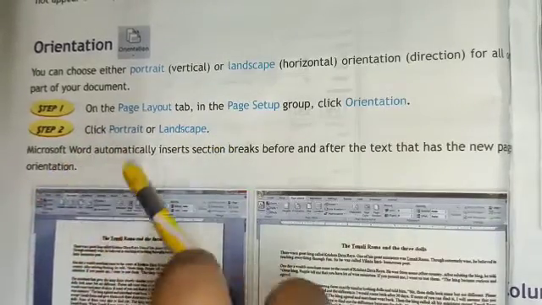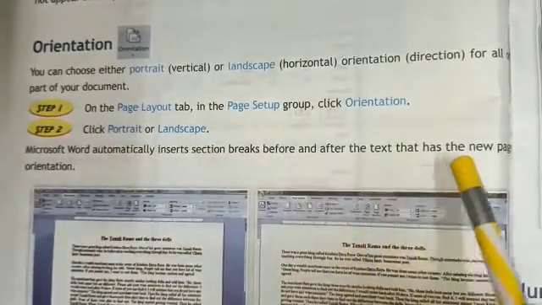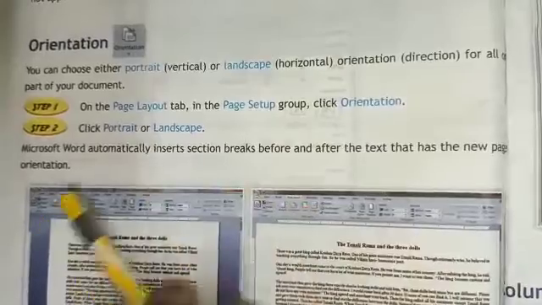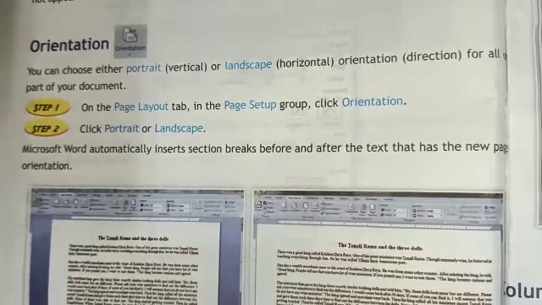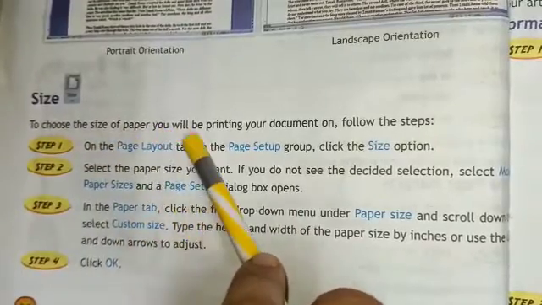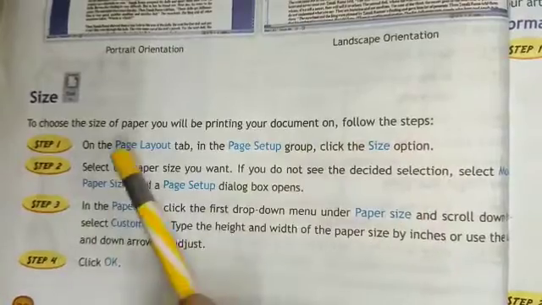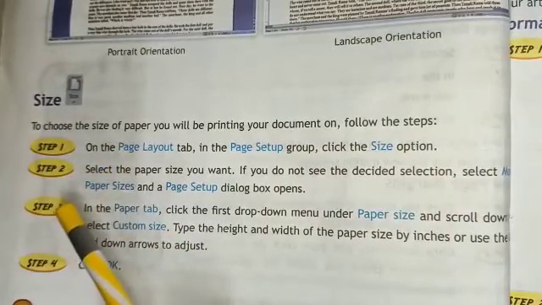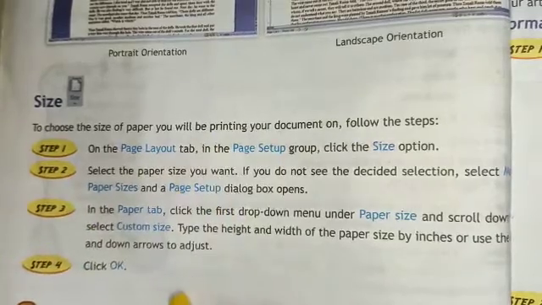Microsoft Word automatically inserts section breaks before and after the text that has the new page orientation. To choose the size of paper you will be printing your document on, follow the steps. To choose the size of the paper on which we want to print our document, we have to follow the steps given here.